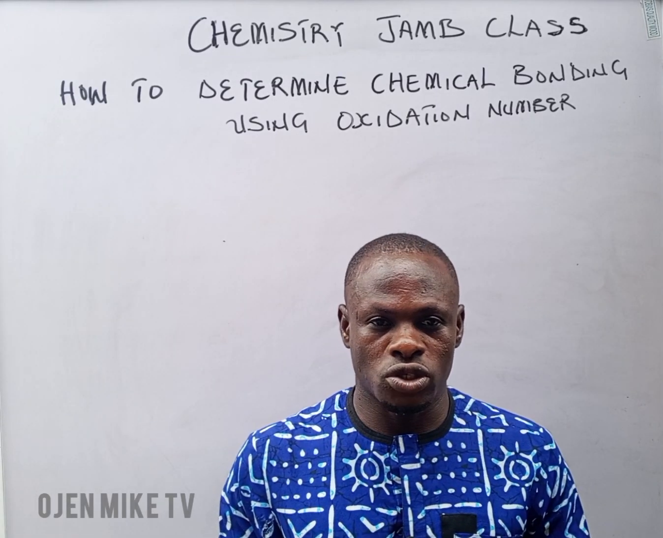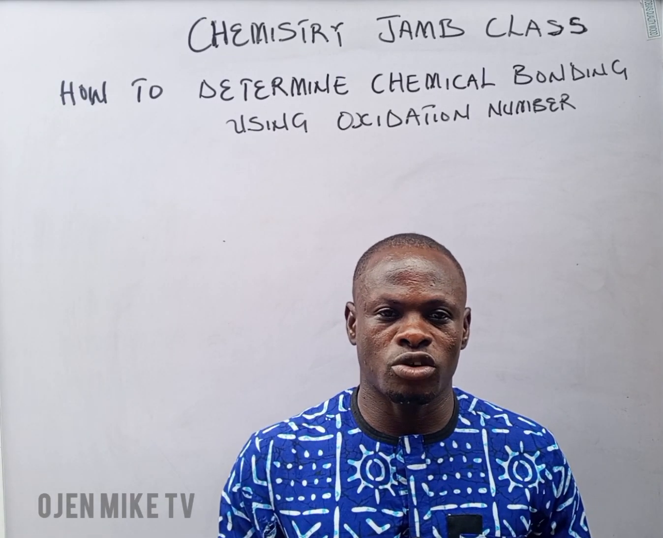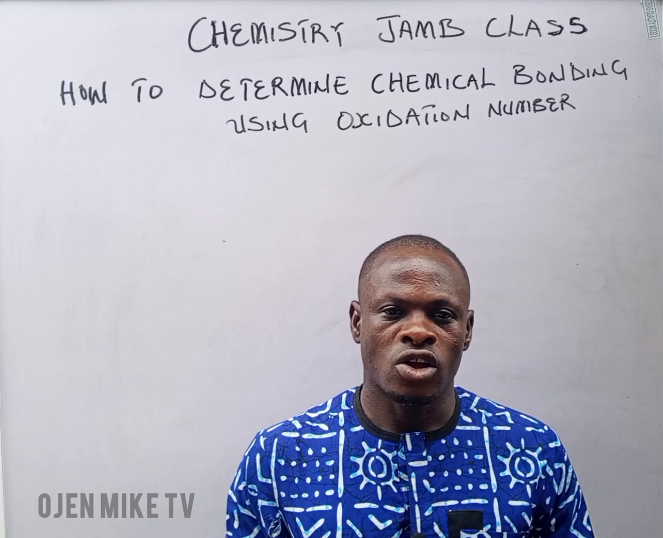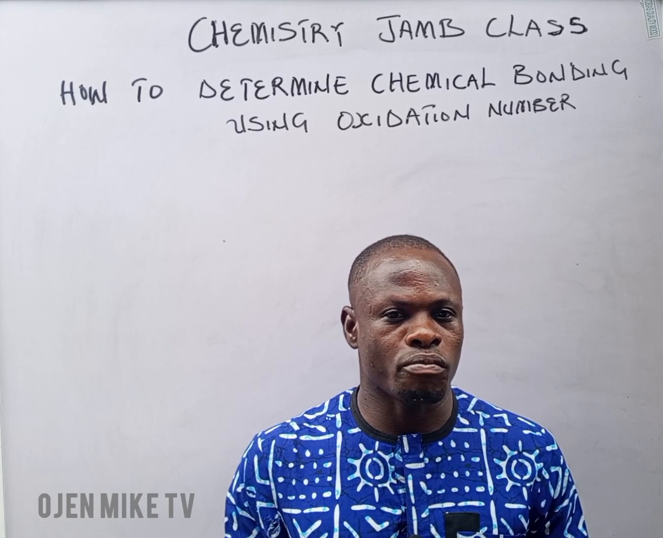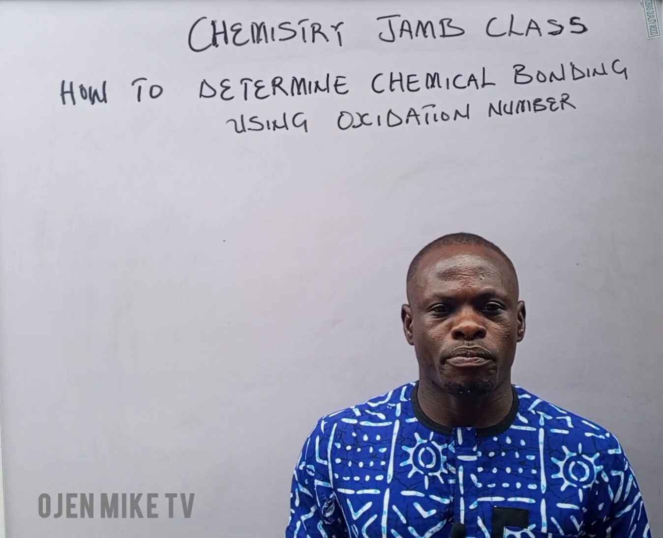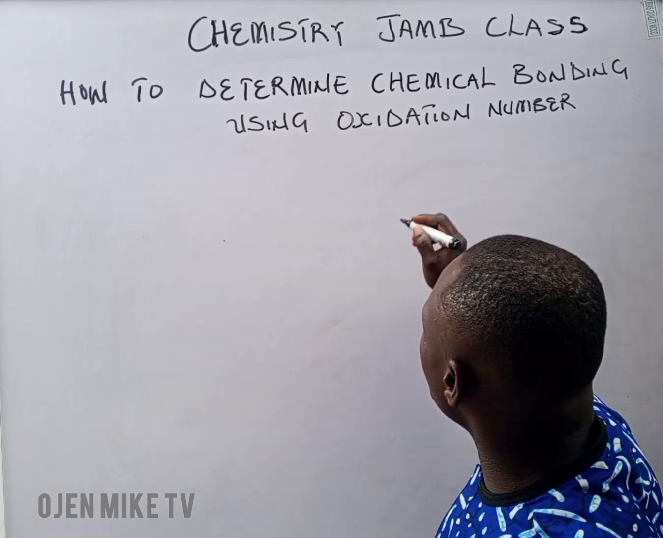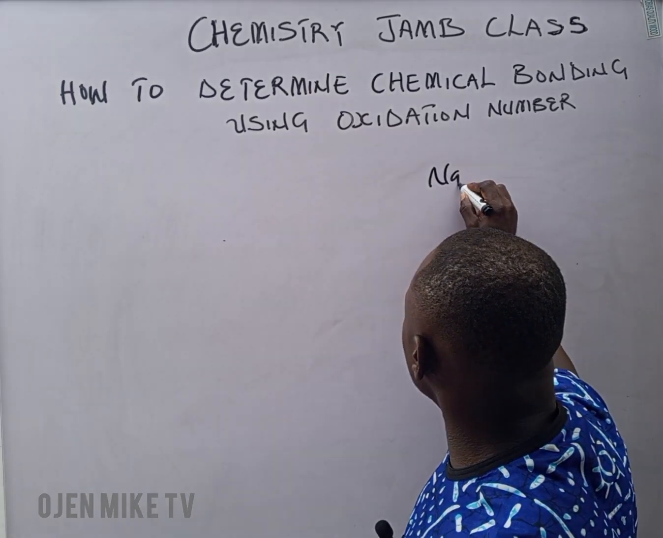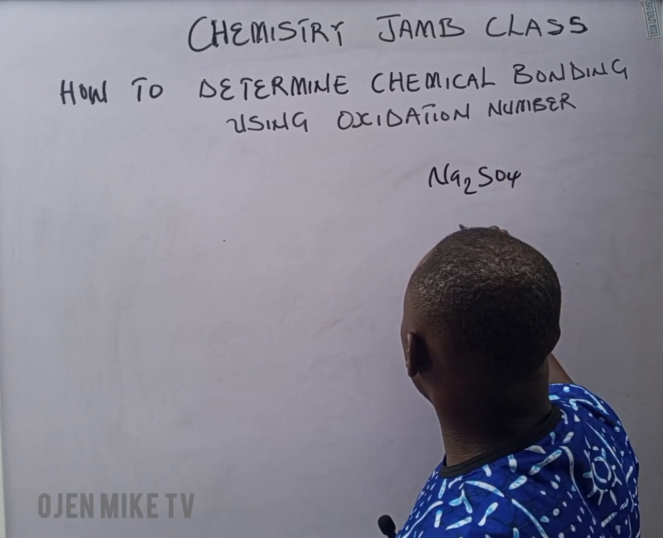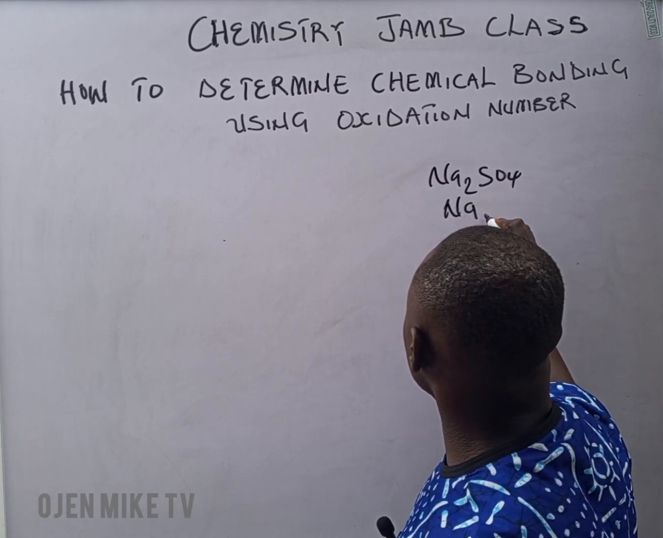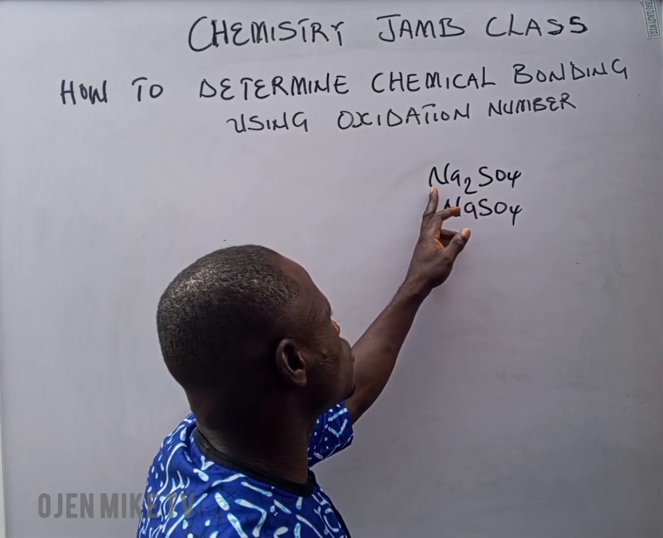Hello viewers, in today's video, we want to use the oxidation number of an element or radical to determine the formula of a compound, whether that compound is correct or not correct. For instance, you have a compound like this, Na2SO4 and Na. Is this one correct or is this one correct?